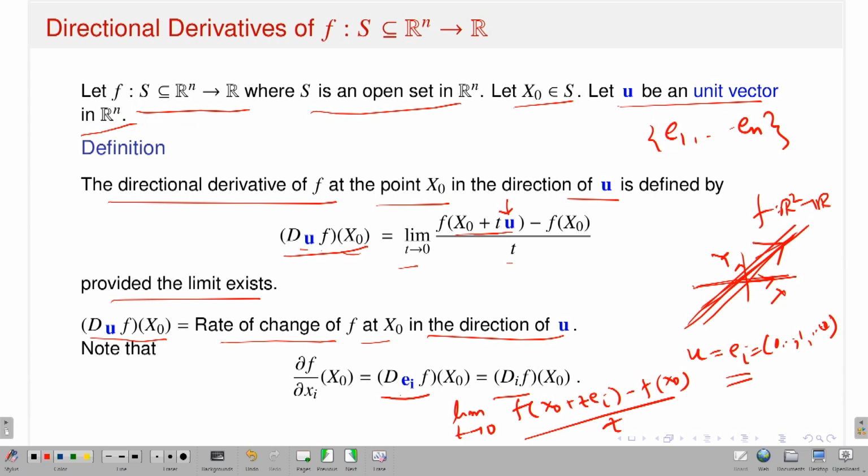Then, like in my last lecture, I discussed whether the existence of partial derivatives implies the continuity of f, or whether the continuity of f implies the existence of partial derivatives. You may ask these things in this setting as well: whether the existence of the directional derivative has anything to do with the continuity of the function. So let's see. Before that, I think it is better to calculate some examples.